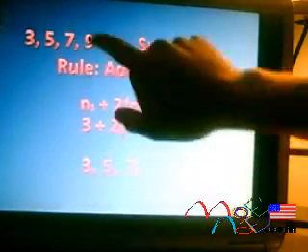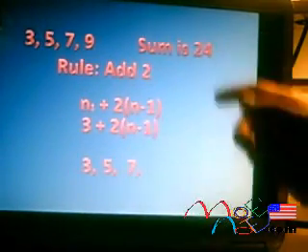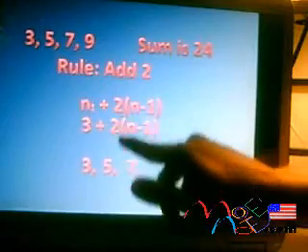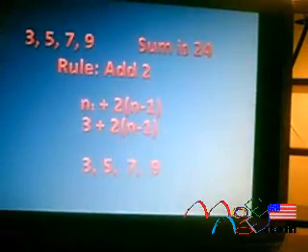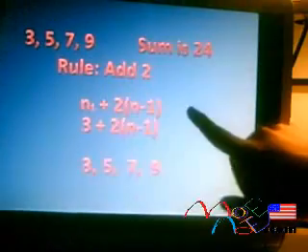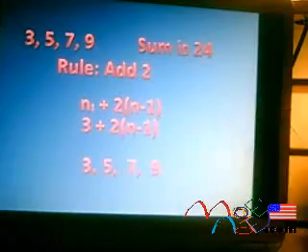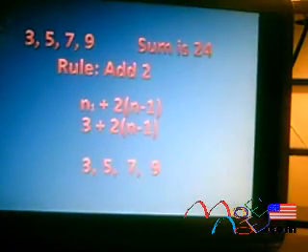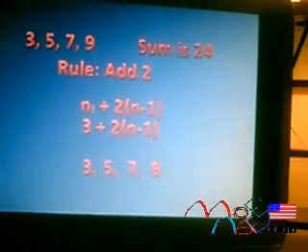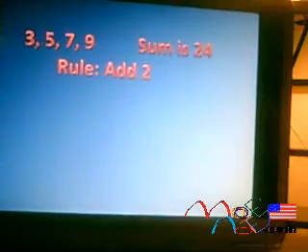And finally 9 is the fourth position. n equals 4. 4 minus 1 is 3. 3 times 2 is 6. 6 plus 3 is 9. Are those the same? Yes. Does our rule work? Yes. Whatever that number may be, in this case it's 2, the rule is going to work, and the same for this one. Now, what if we want to find out the sum?